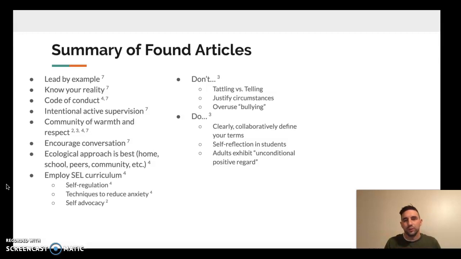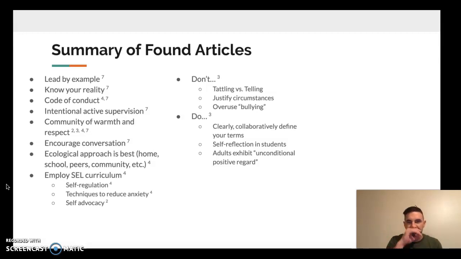And then don't overuse the term bullying. I thought this was an interesting one that came up because I think we don't spend the time defining our terms sometimes. And in some ways that actually, I think, diminishes the respect for the situation that a student has that's truly bullied when we begin to call everything bullying that may or may not truly be that.